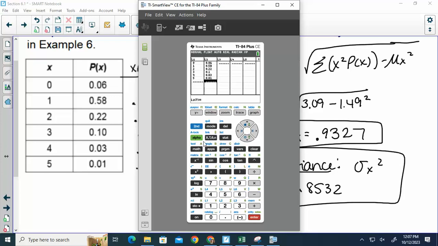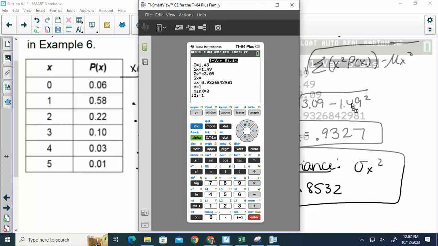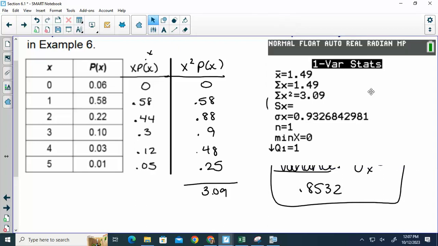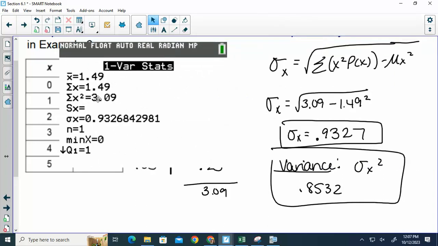Now we're going to go into one variable statistics. So stat, calculate one variable stats. The list is L1, but here's the new thing. The frequency, that's your probability. So that needs to be L2. So if you hit second and the number 2, that puts L2 as your frequency list. And then if we hit enter, X bar, the mean, was 1.49, which is what we got on example 5.